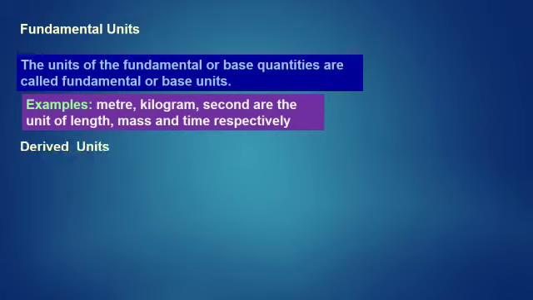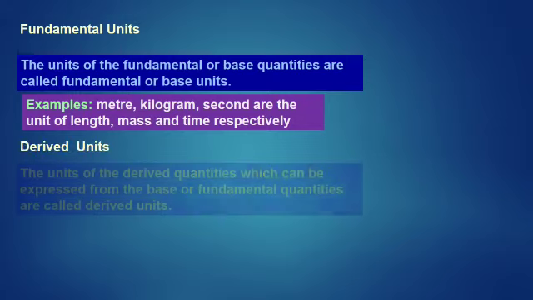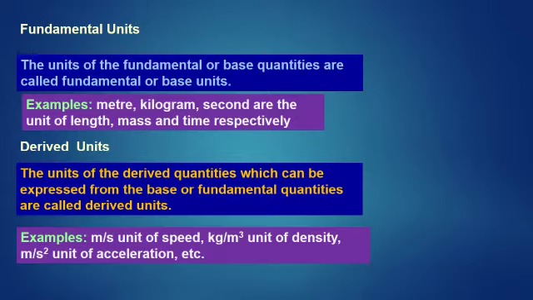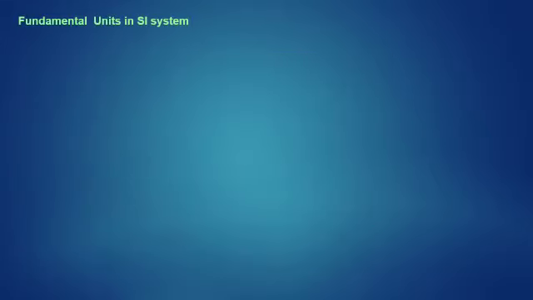Derived units. As the name itself tells, these are the units used for measurement of derived quantities, that is, units of quantities which are expressed from base or fundamental quantities. Meter per second is the unit of speed. Kg per meter cube is the unit of density. Meter per second square is the unit of acceleration, etc. These are the derived units.